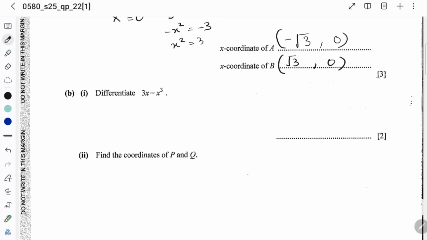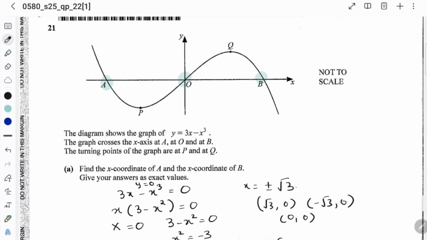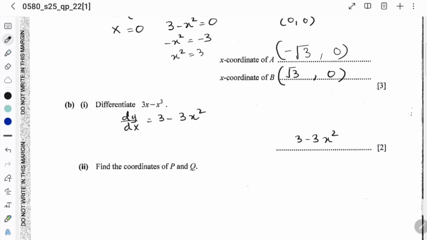The next part is differentiate 3x minus x cube. So dy upon dx, the derivative of that, is equal to 3 minus 3x square. Find the coordinates of p and q. This is p and this is q. That is the turning point. We can see q is the maximum point and p is the minimum point in this question.